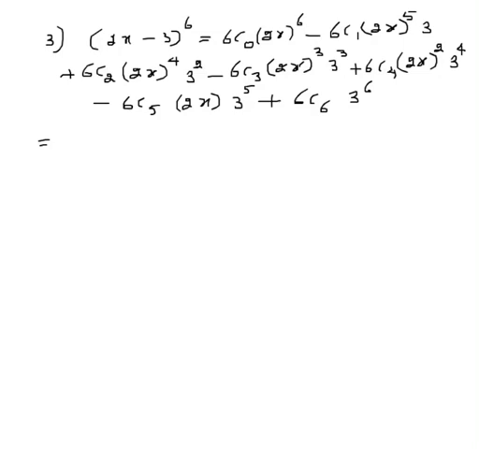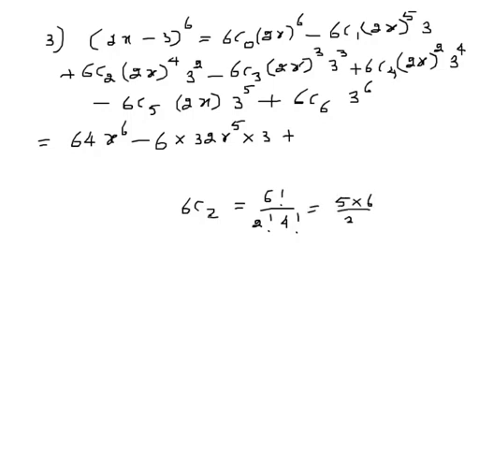Let us simplify the terms. 6c0 is 1. 2 raised to 6 is 64. And x raised to 6 minus 6c1 is 6. 2 raised to 5 is 32. X raised to 5 times 3. The next term, 6c2. The formula is 6 factorial divided by 2 factorial times 4 factorial. Cancel 4 factorial. 5 times 6 divided by 2, which is 15. 15, 2 raised to 4. 2 raised to 4 is 16. X raised to 4 and 9.